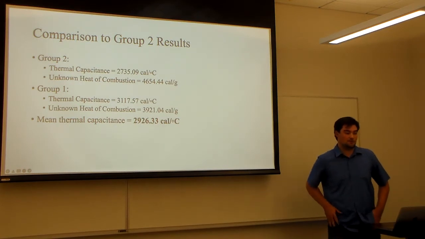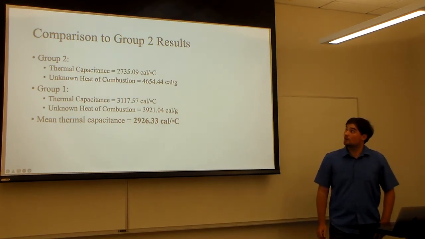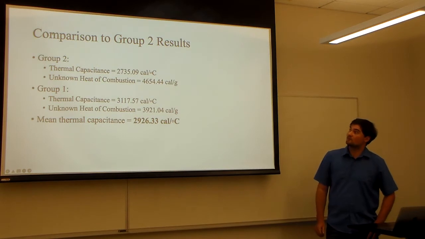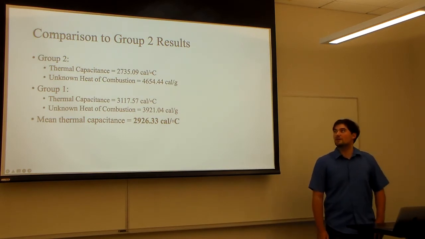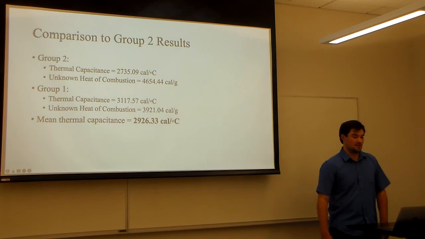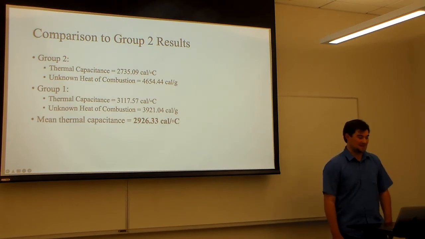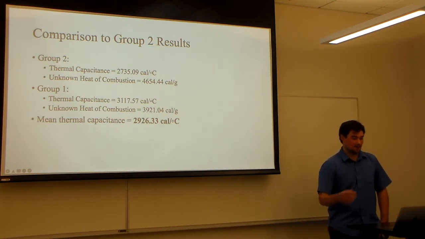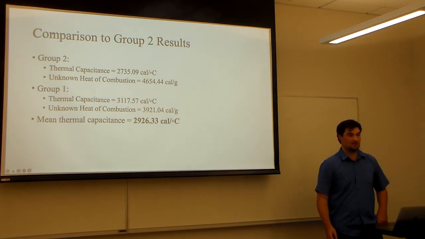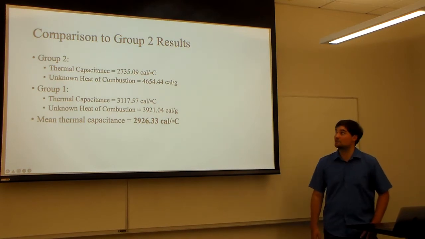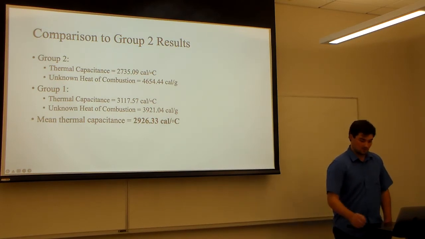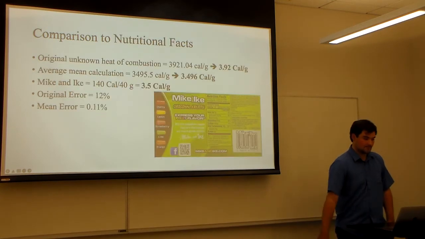So when comparing that to the results from group 2, our thermal capacitance was fairly similar, but for the unknown heat of combustion, it's hard to compare those just because they were different samples. Theirs was, I think, Sour Patch Kids, and ours was Mike and Ike's. But using the average of the thermal capacitance, I was able to get even closer to what the actual calorie count is for Mike and Ike, which I'm going to talk about on this next slide.